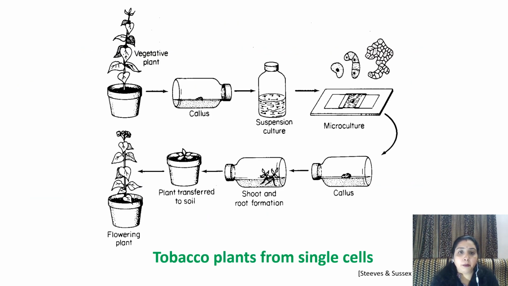Here, a plant is selected, callus is formed, suspension culture is made, and a single cell is isolated. It is placed in another medium, and again callus is formed. This will develop shoot and root, and a new plantlet will form. This is a whole new plant regenerated from a single cell.